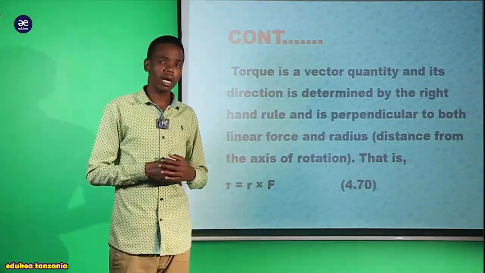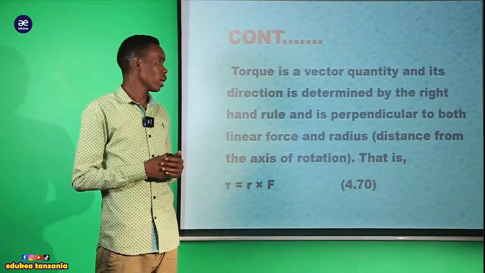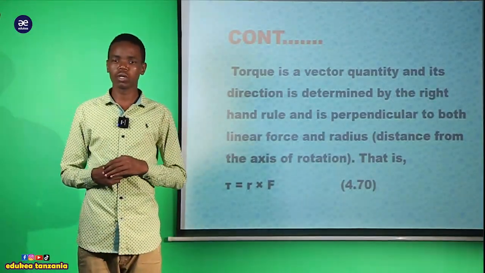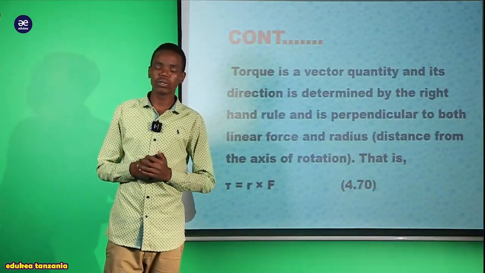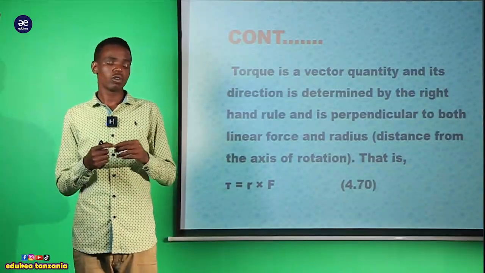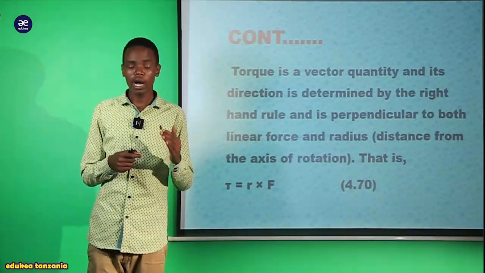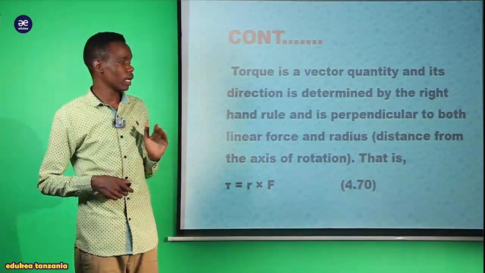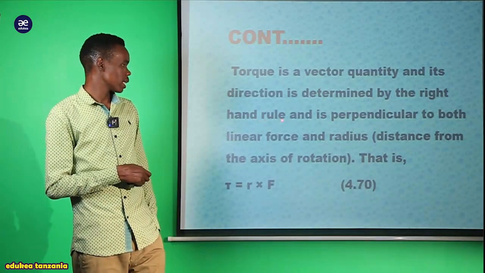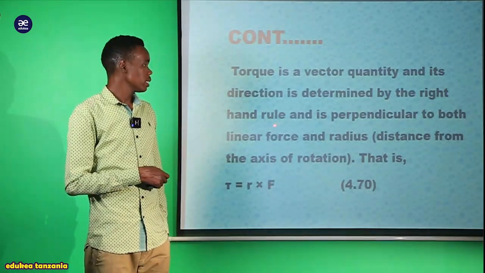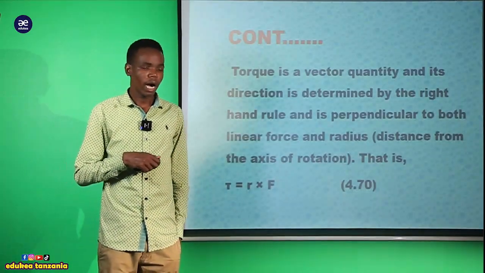Torque is sometimes said to be a vector quantity. Why do we say it is a vector quantity? Because it has both magnitude and direction. And its direction is determined by the right hand rule. This direction must be identified by the right hand rule.